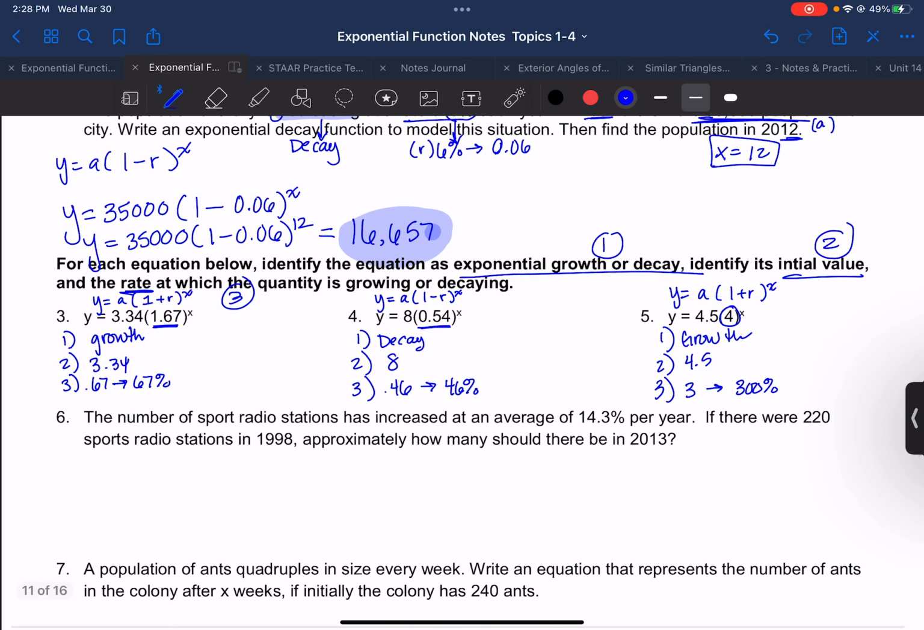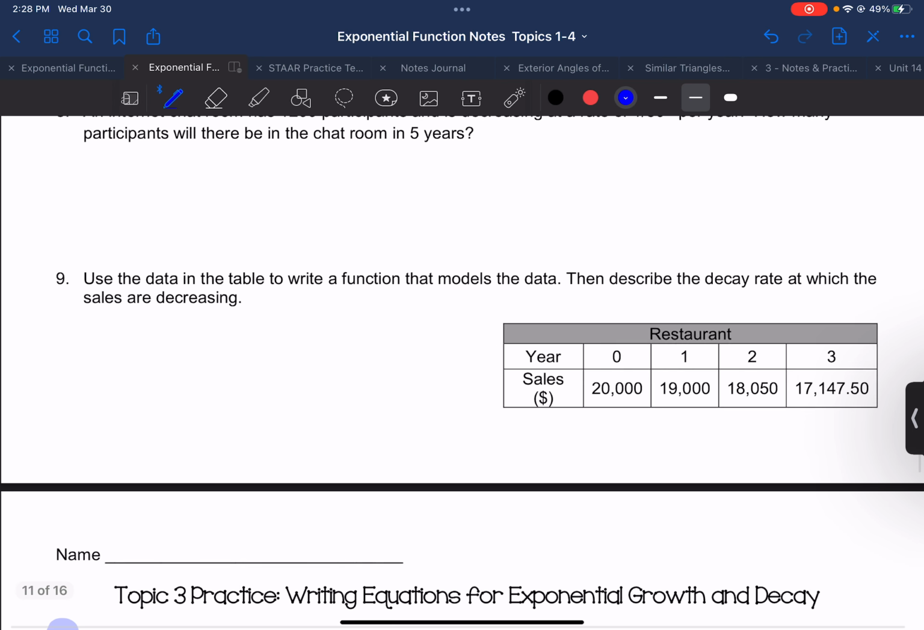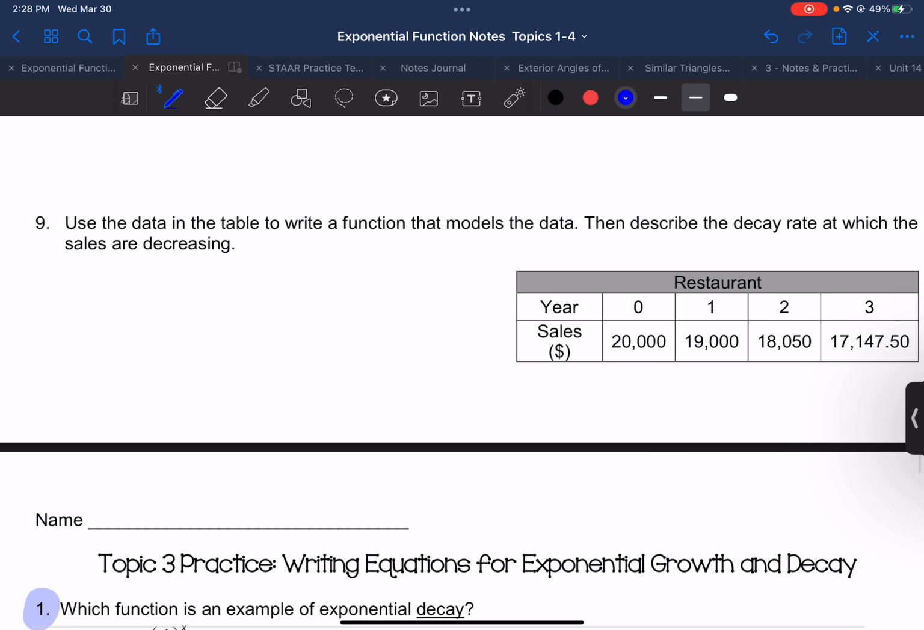The last question that we're going to be doing right here. So it says, use the data table to write a function that models the data, then describe the decay rate at which the cells are decreasing. So the way that we're going to do this first is we're just going to write it in the normal form that we know, because it doesn't give us the rate of decay. We have to find it.